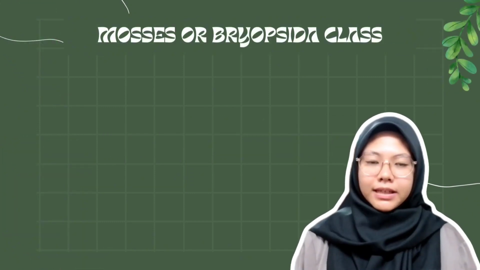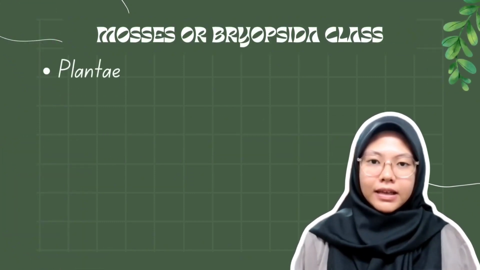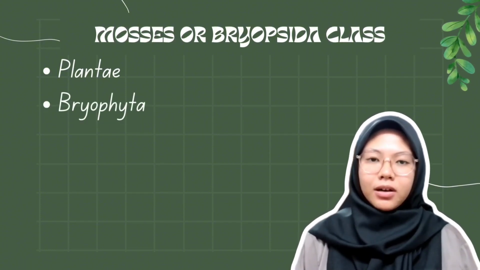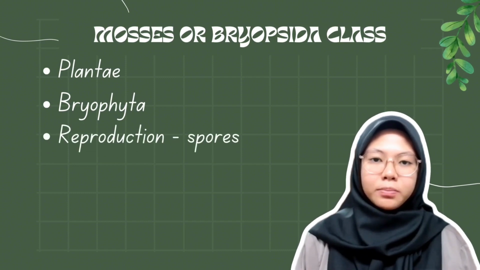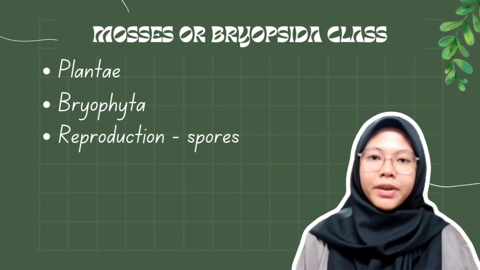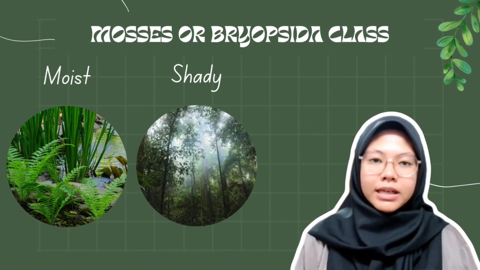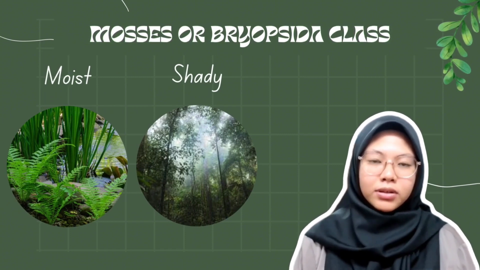Mosses, or Bryopsida class, is a type of plant that is classified under the division Bryophyta. This species of small non-vascular plant uses spores as a means of reproduction. Mosses are commonly found in moist and shady areas, forming carpet-like mats on forest floors or rocks.